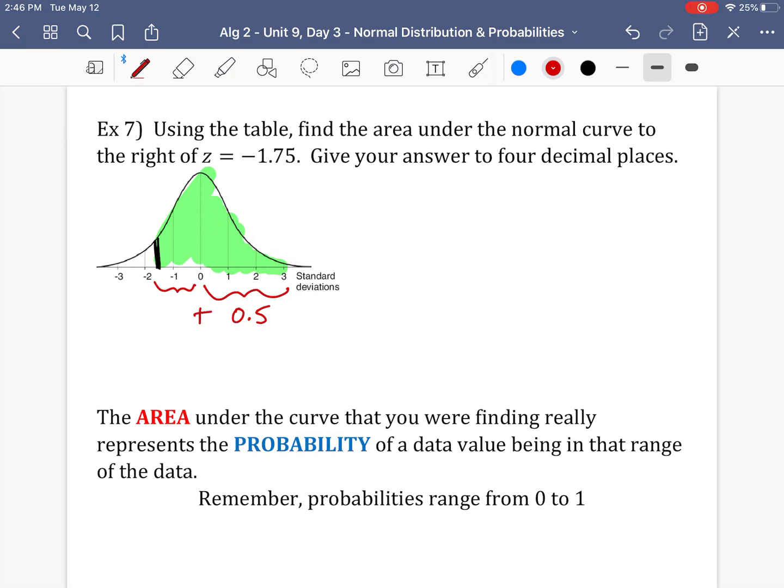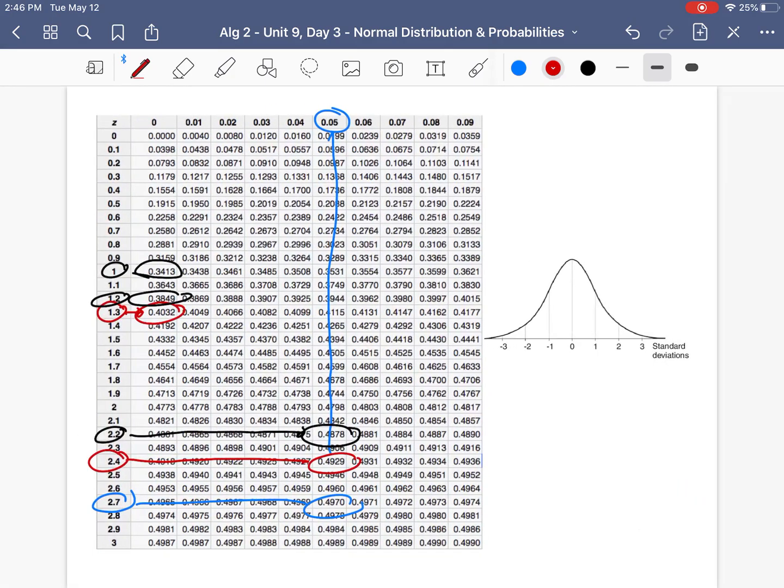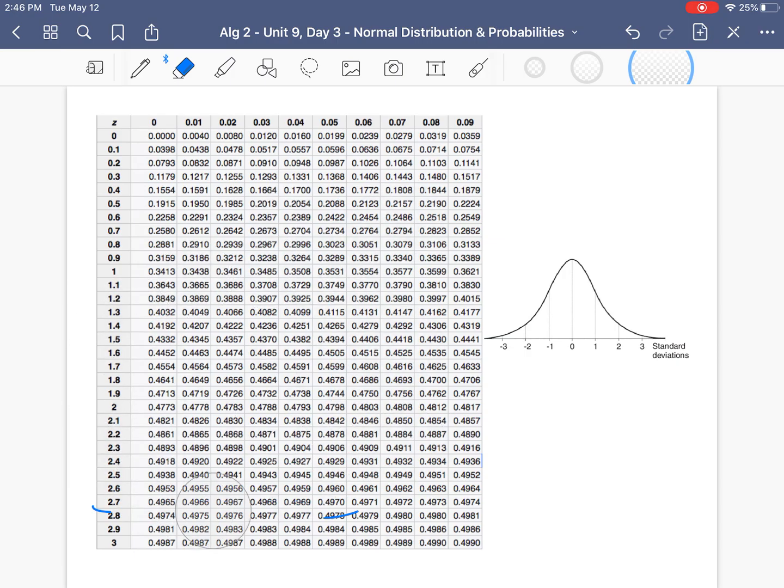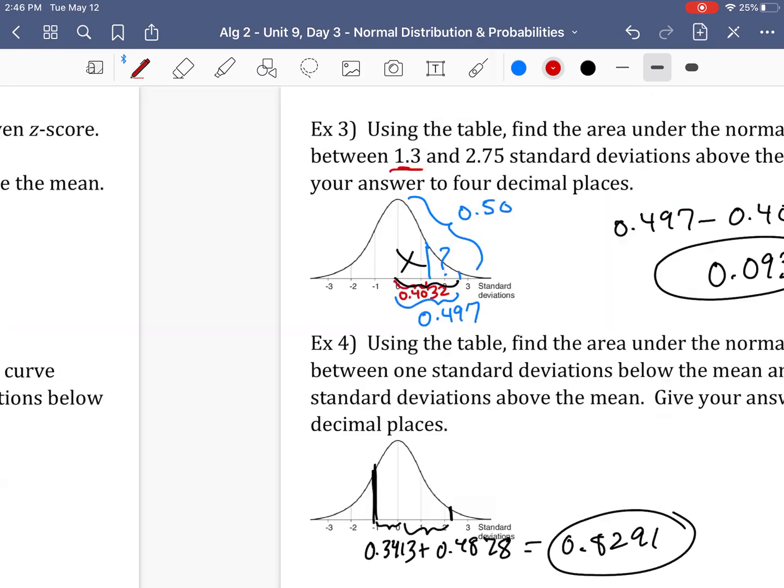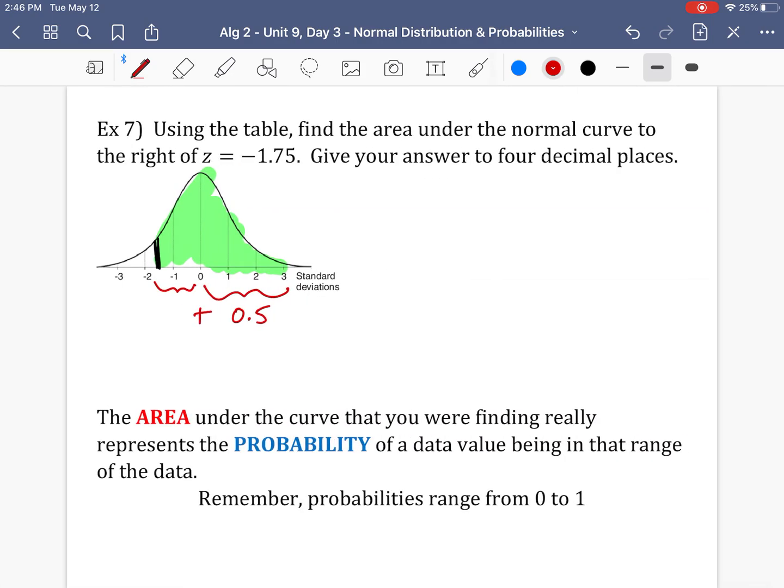So negative 1.75, let's see. And this thing's getting too messy. Now remember, negative 1.75 is the same as positive 1.75. It's just on the other side. So 1.75, so here's 1.7, here's my 5. So I'm going to come down across here. So there it is, 0.4599. So add those up, I get 0.9599. And there we go.